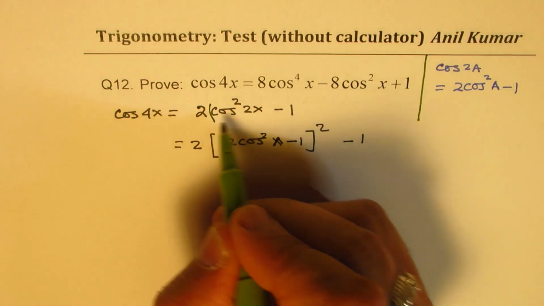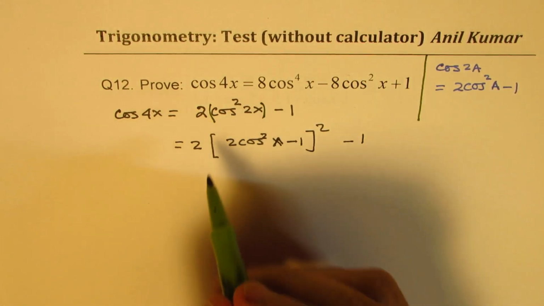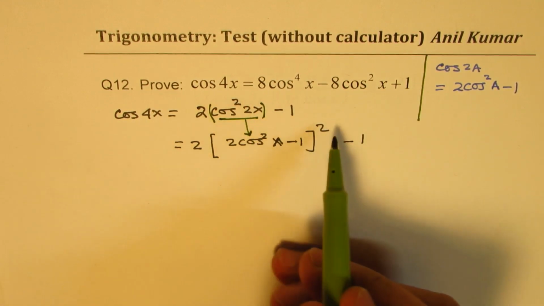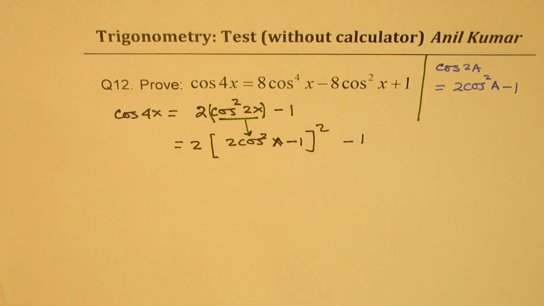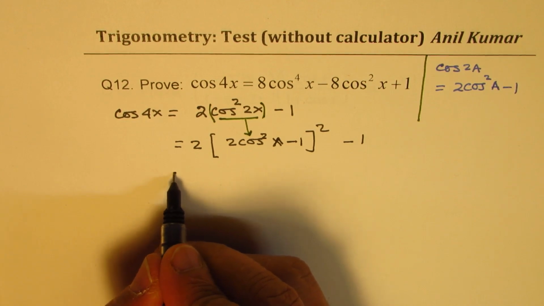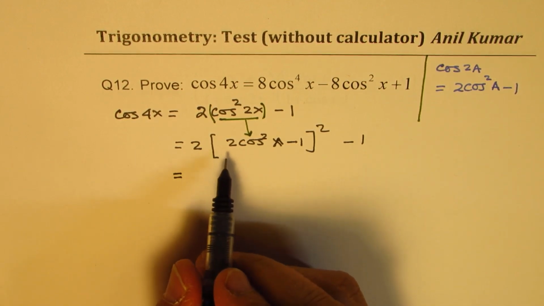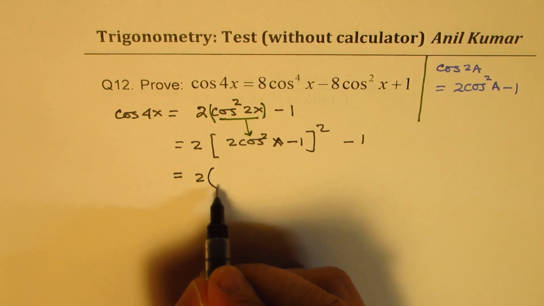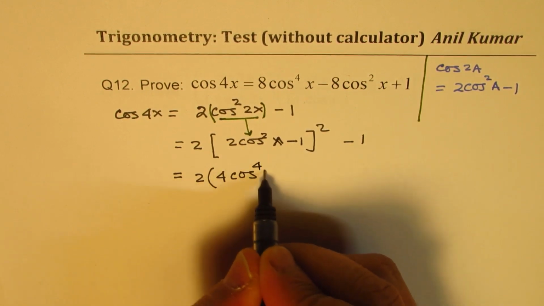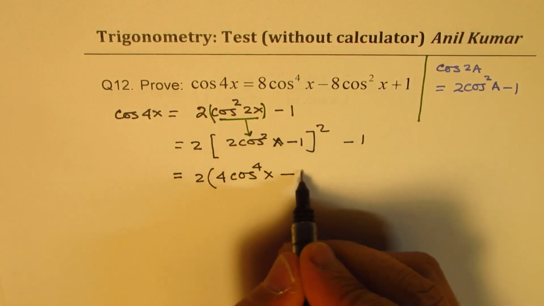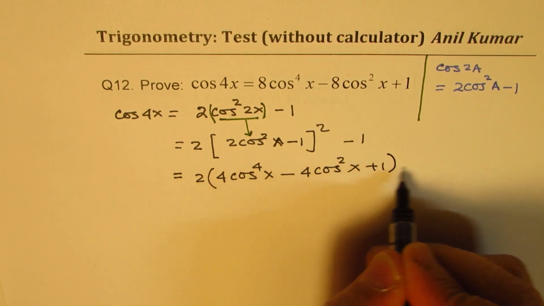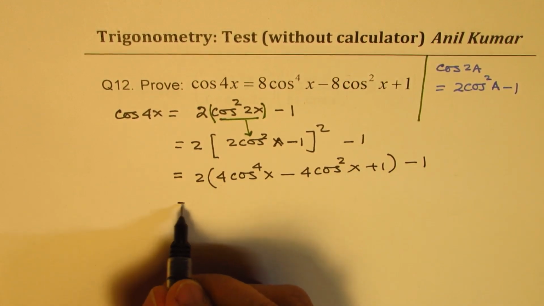So what we did was, we substituted for cos 2x, 2 cos square x minus 1, whole square, minus 1. Perfect. Now let's expand this, right? So when you expand this, you get 2 times, the square of this gives you 4 cos to the power of 4 x, minus 2ab, that means 4 cos square x, plus 1, minus 1. Let's open the bracket now.